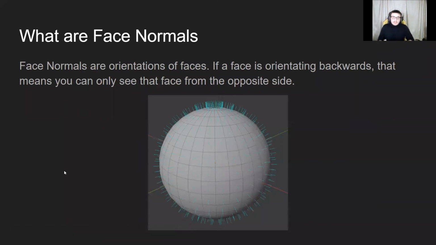Okay, so what are face normals? I have seen too many people experiencing face normal problems and issues, like "I have a mesh in here, but I can't see it." Face normals are the orientation of the faces. If a face is oriented backwards, that means you can only see that face from the opposite side.